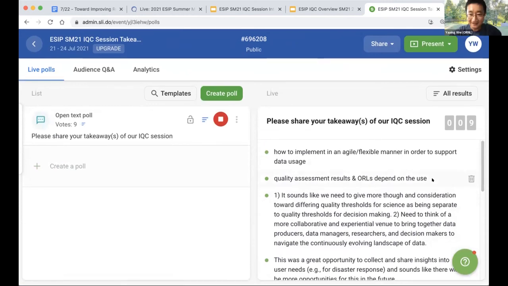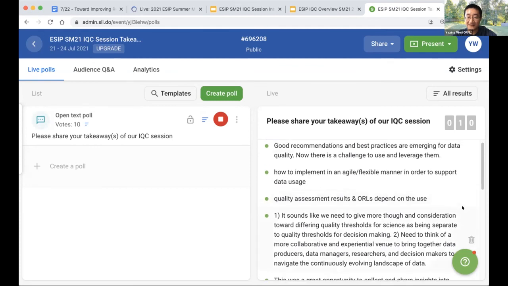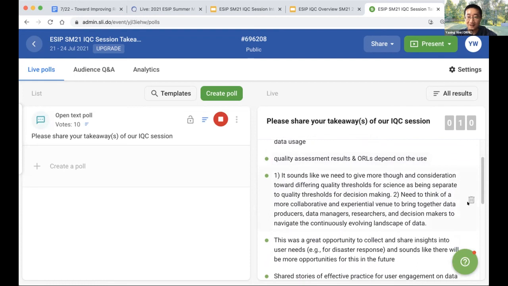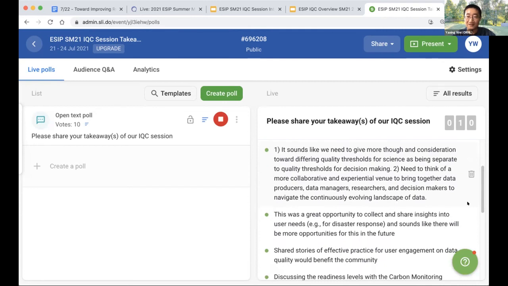Yep. So some really interesting messages here. How to implement in an agile and flexible manner in order to support data usage. Good recommendations and best practices are emerging for data quality. Now there's a challenge to use and leverage them. Quality assessment results and ORLs depend on the use. Exactly. It sounds like we need to give more thought and consideration toward differing quality thresholds for science as being separate to quality thresholds for decision making.